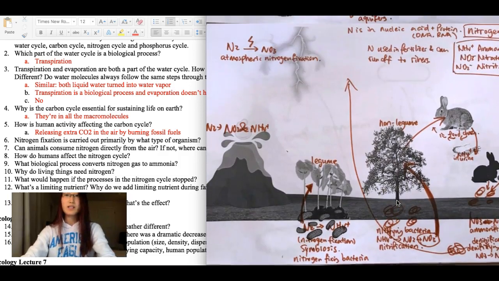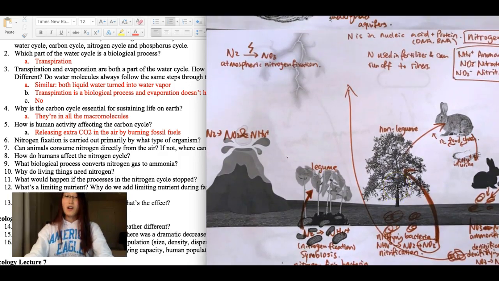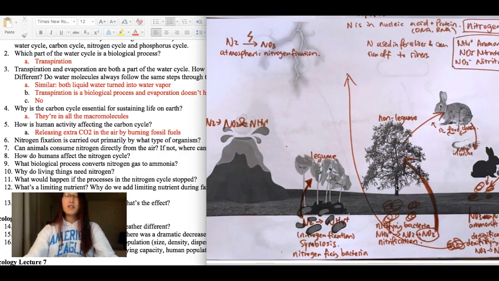All right, our next one is our nitrogen cycle. Carbon is in every single macromolecule. Nitrogen is not in every single macromolecule, but it's still very important because without nitrogen, there wouldn't be any nucleic acid, which is DNA and RNA, the blueprint of our body. If there's no nucleic acid, there's no DNA. There wouldn't be us at all. But nitrogen is also in protein, and protein is absolutely essential for every single living organism.